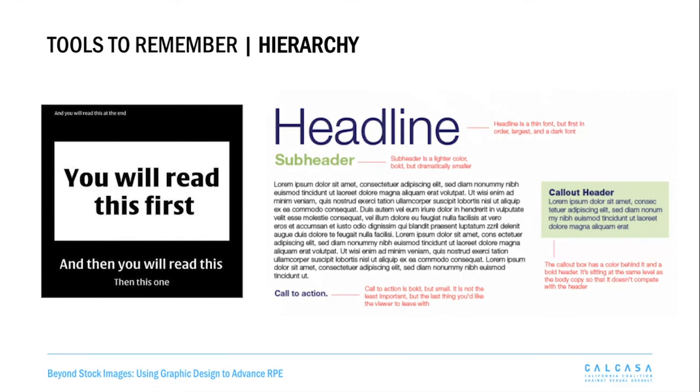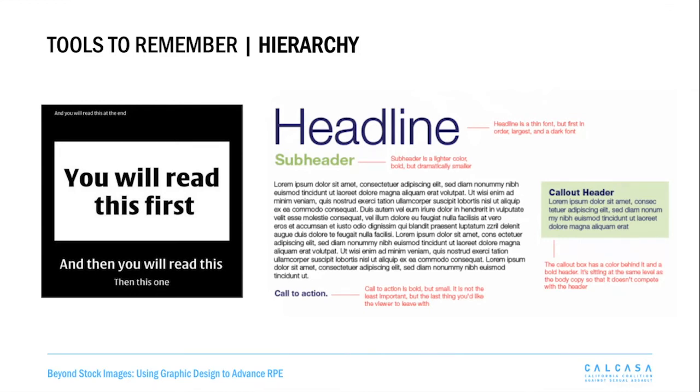Another thing I wanted to cover was hierarchy. So again, we talked about this when we were going over the elements of creating this hierarchy so your audience can better consume the information. So we have two different examples here. The first one says you will read this first, and then you read this, then this one, and you will read this at the end.